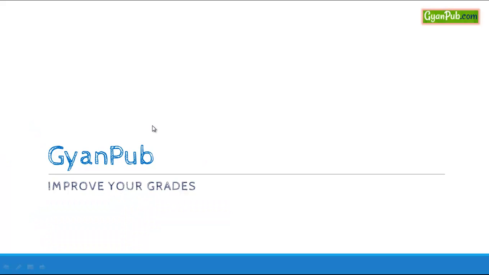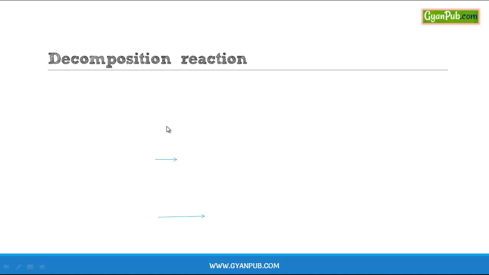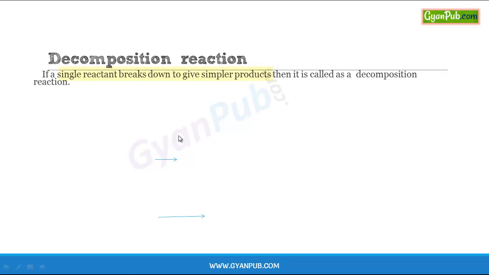Now let us discuss the decomposition reaction. A decomposition reaction is quite the opposite of a combination reaction. In a combination reaction, two or more reactants combine to form a single product. But in a decomposition reaction, a single reactant breaks into different products, into multiple products. If in a reaction a single reactant breaks down to give multiple or simpler products, then it is called a decomposition reaction.